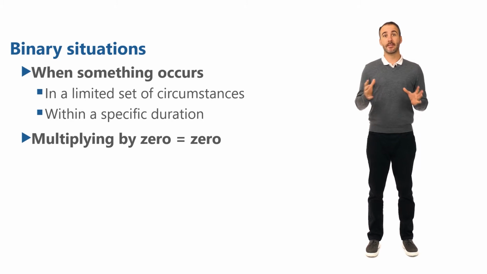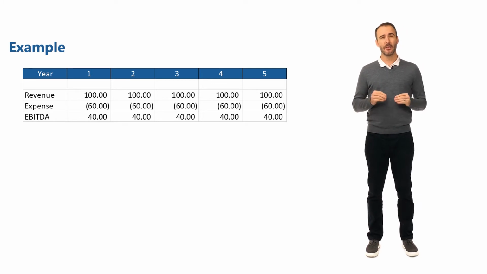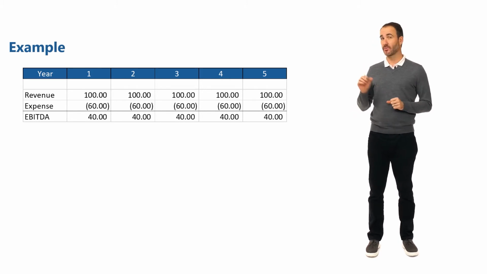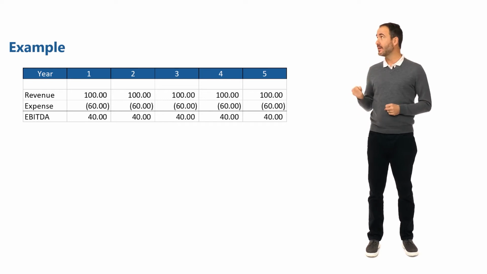Let's say I have a set of revenues for 5 years of $100 and expenses of $60. So my EBITDA is 100 minus 60 equals 40. And even though I show 5 years of cash flows, these cash flows are only meant to last for 3 years, and I'm going to need to build a single formula that is consistent across the whole row. But I need to make the values in year 4 and 5 0.